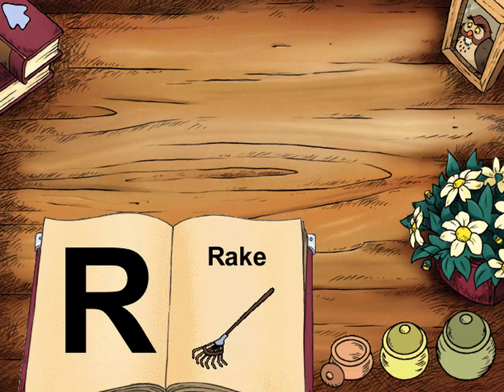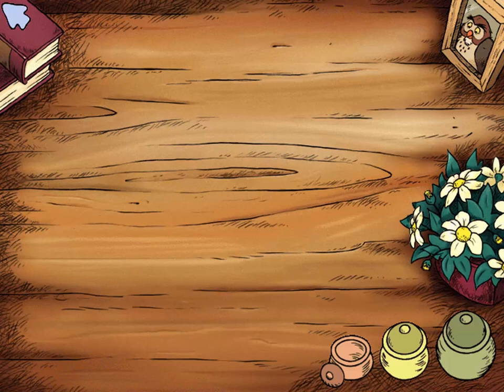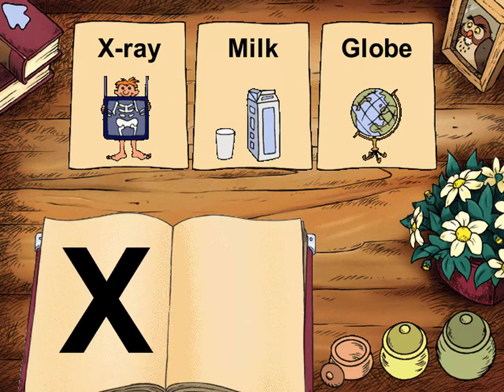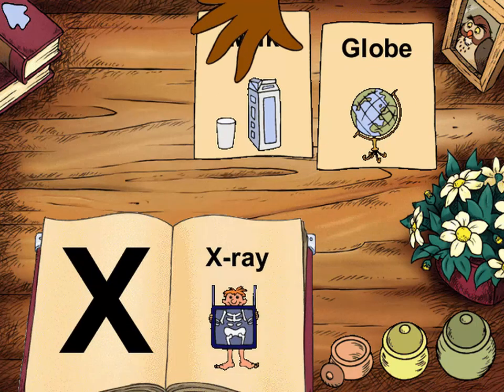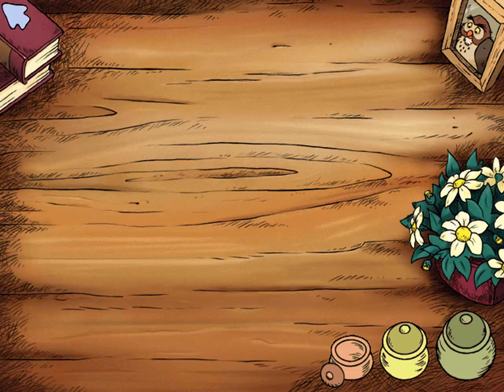Brilliant! R, rake. I need a rake to gather leaves. It's been a bit blustery outside. More words await you, my friend. Brilliant! X. X-ray. An X-ray is a picture of your bones. I'd say we're ready for a new set of pages.